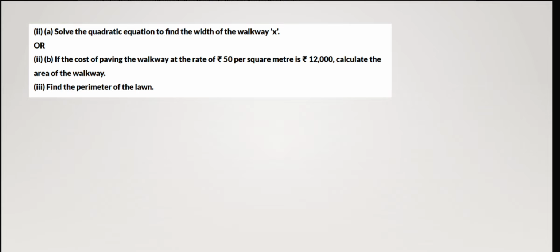Now you have to find the area of the walkway. You can easily find it, because the total cost of paving is 12,000 and the rate per meter square is 50, so you can divide and find the area. Pause the video and try this question by yourself.